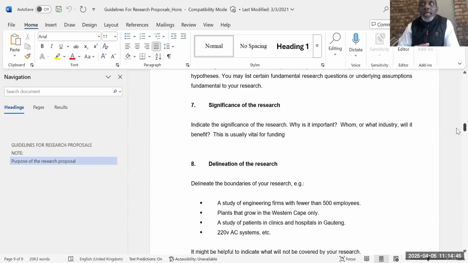So somebody else can now extend your research and say, okay, you've done this, we are going to do it on potatoes, on sugarcane, on something else, something like that. So you give a boundary of your research, or what some people call limitations also, but we call it the definition of research.